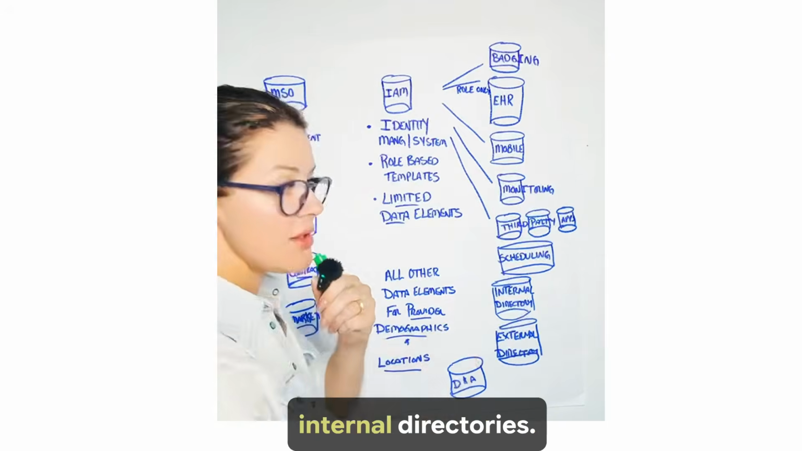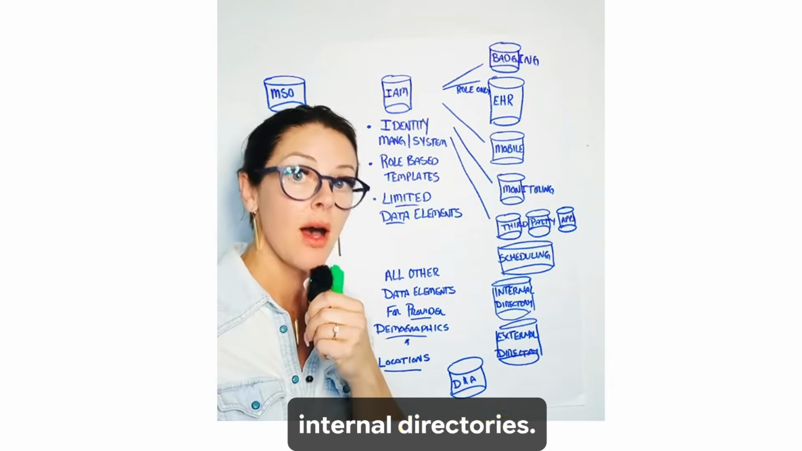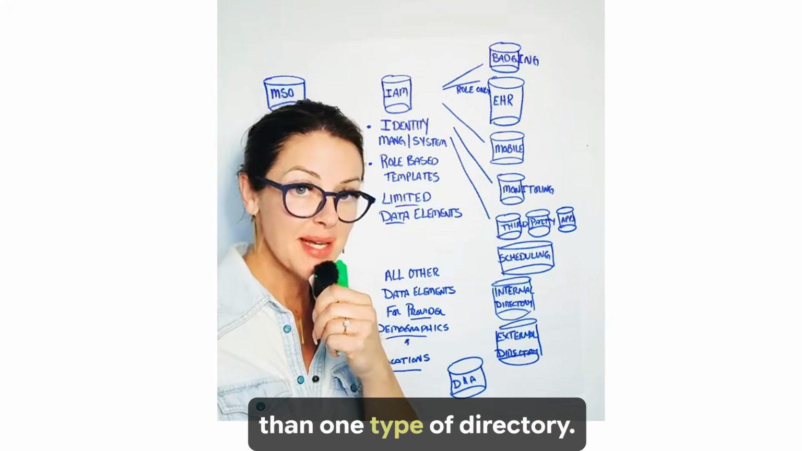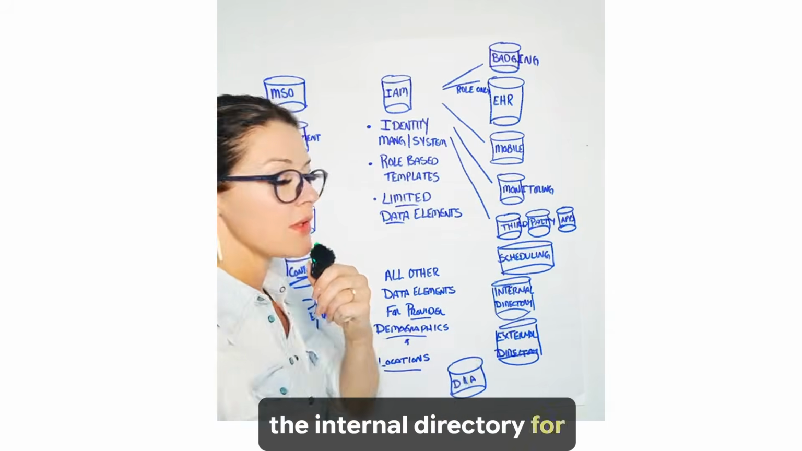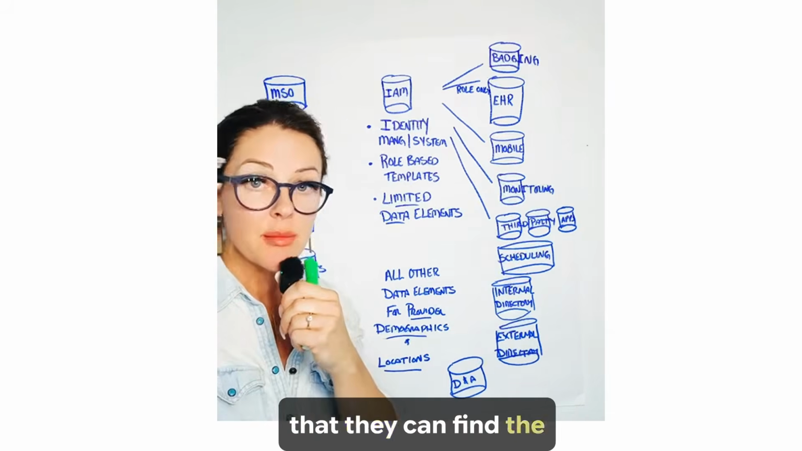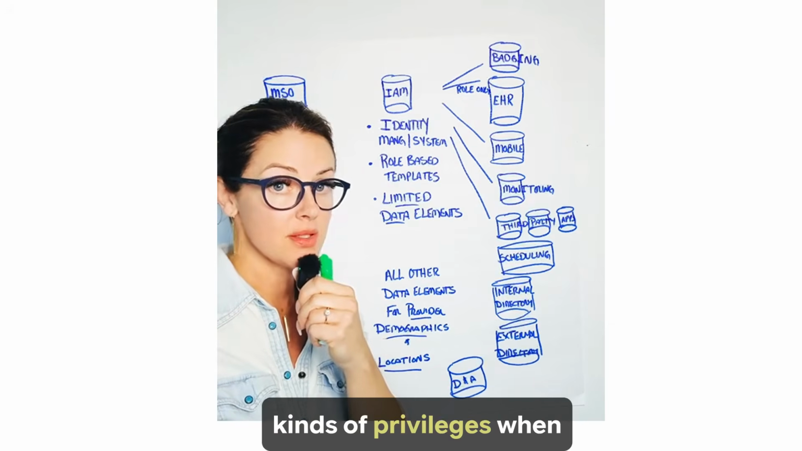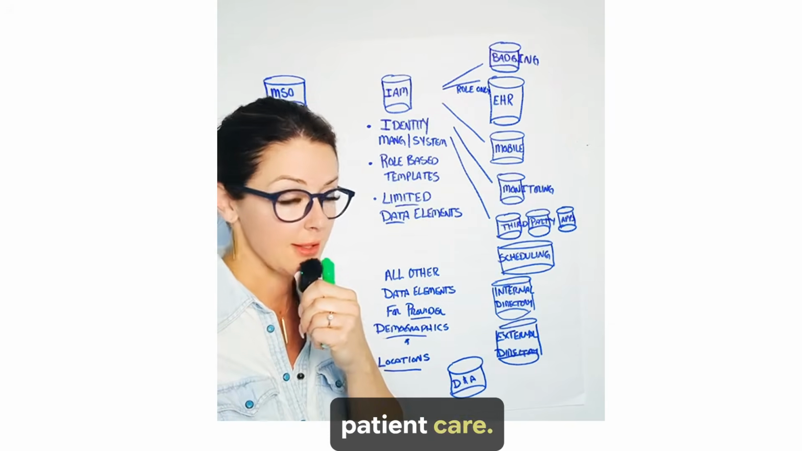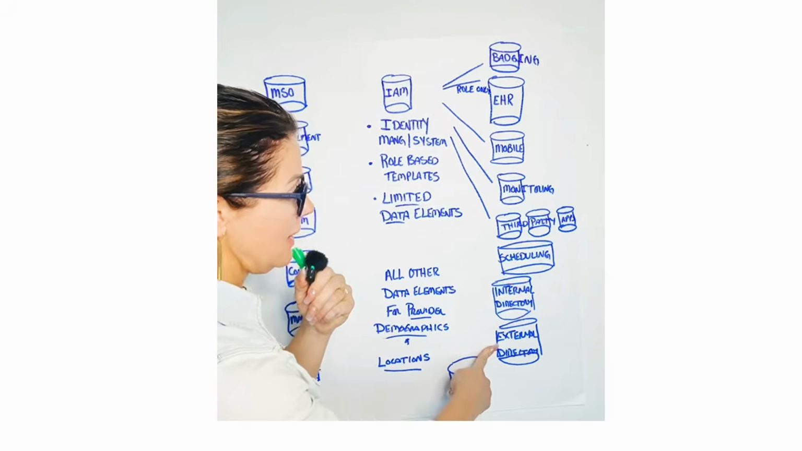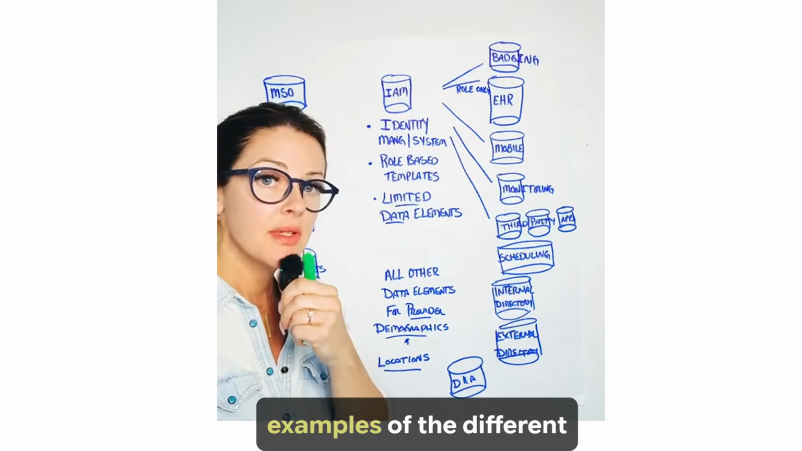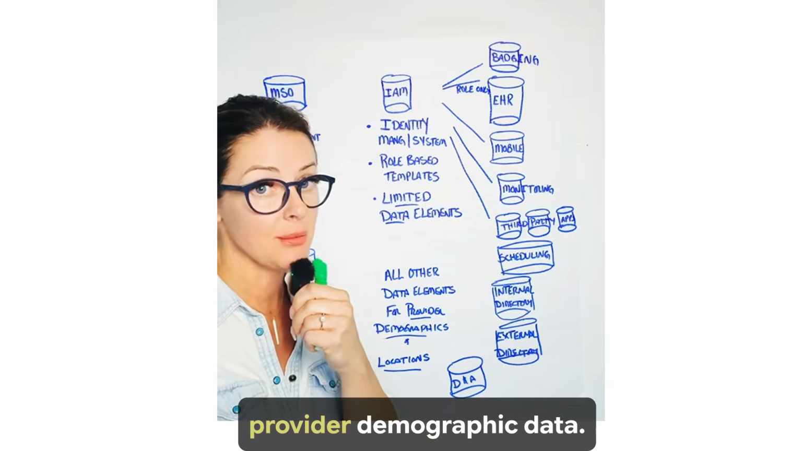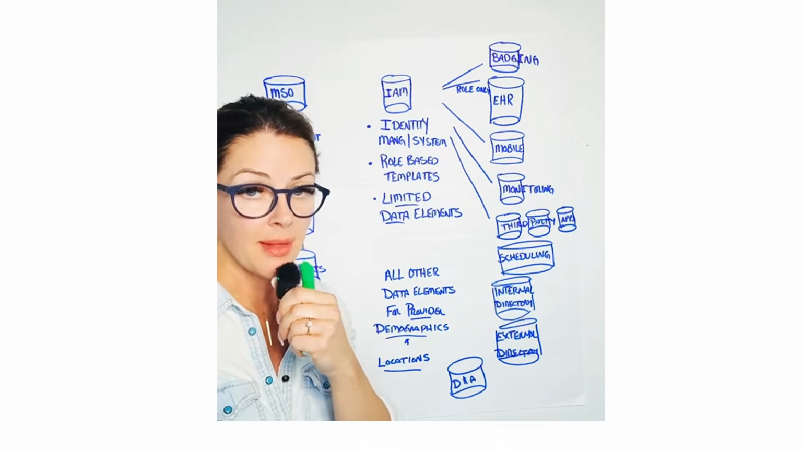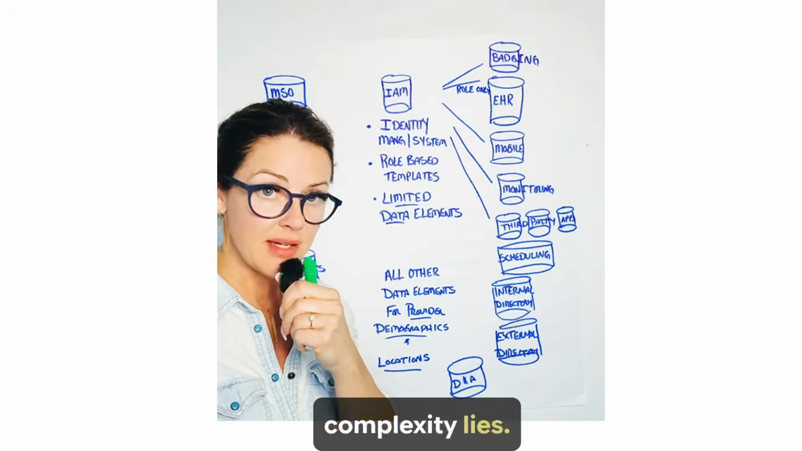Then you've got your internal directories. By the way, there's more than one type of directory. This is predominantly the internal directory for clinical staff members so that they can find the providers who have certain kinds of privileges when they're trying to expedite patient care. Finally, the external directory. These are just some examples of the different kinds of downstream systems that need that provider demographic data. So here's where the complexity lies.